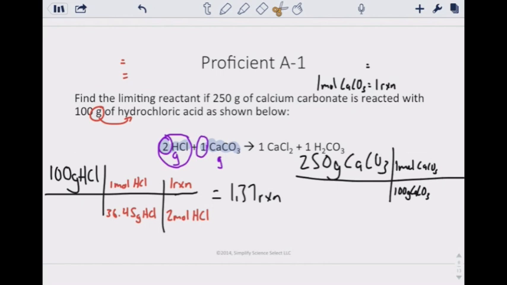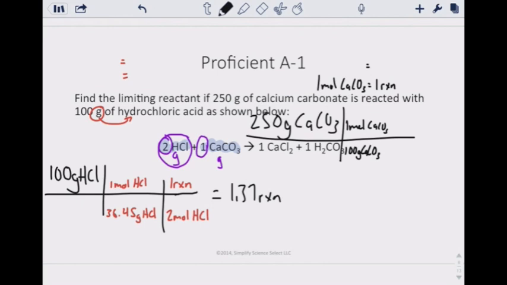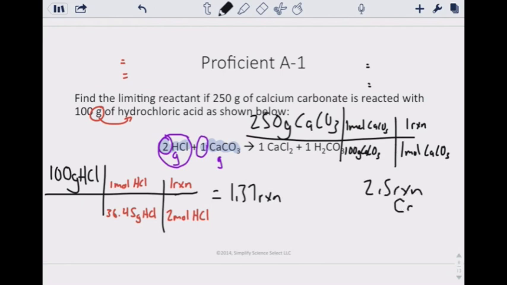And then, let me scoot this over, then we keep going, 1 mole in one reaction. And once we multiply this out, we'll get 2.5 reactions if we have calcium carbonate. Well, which one's the lowest? The lowest number of reactions is our limiting reactant, so that is our HCl. So that means that HCl is our limiting reactant.